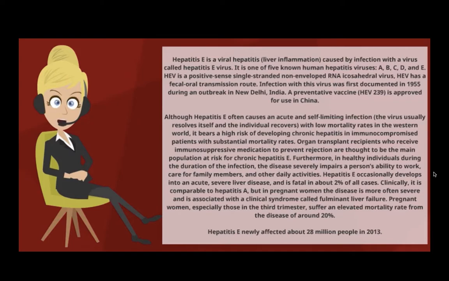Clinically, it is comparable to hepatitis A, but in pregnant women the disease is more often severe and is associated with a clinical syndrome called fulminant liver failure. Pregnant women, especially those in the 3rd trimester, suffer an elevated mortality rate from the disease of around 20%. Hepatitis E newly affected about 28 million people in 2013.